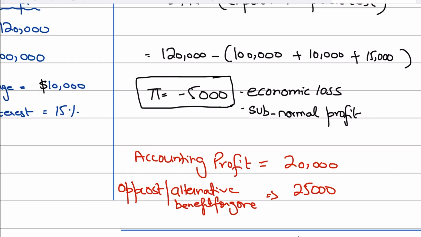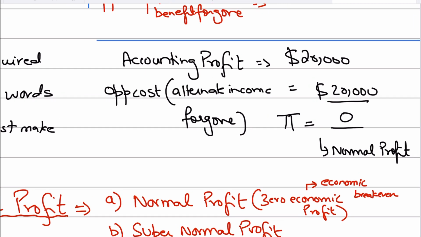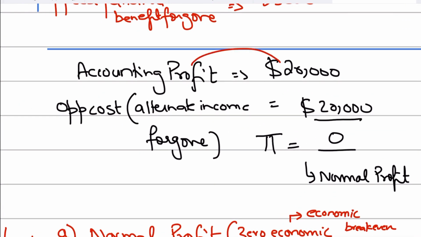अब अच्छा, नॉर्मल प्रॉफिट क्या था? What was normal profit? Normal profit was a situation where the accounting profit was 20,000 and the alternate source of income or the opportunity cost was 20,000. So the economic profit was zero. So whenever the economic profit is zero, that's normal profit. यानी इसका मतलब ये होता है normal profit is telling us a situation.